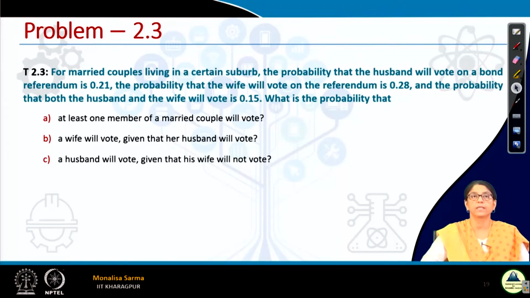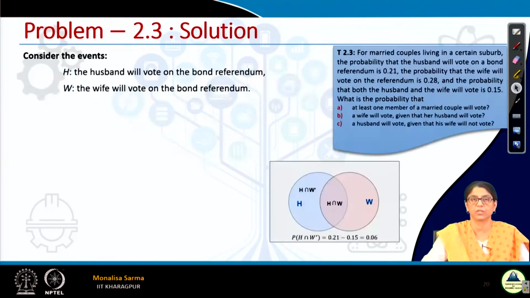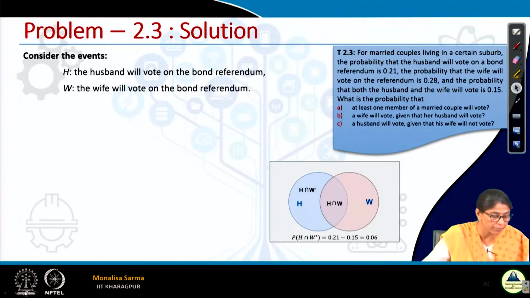Now, in my last tutorial I also mentioned that for any probability problem, always first try to write down the events. If you write down the events, then solving it becomes much easier. You will be able to picture it clearly. So see here the Venn diagram. From the Venn diagram it will be clear, because what is given is the probability that the husband will vote, that is the, okay, let me show it with a pen.